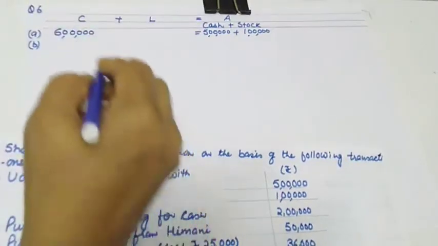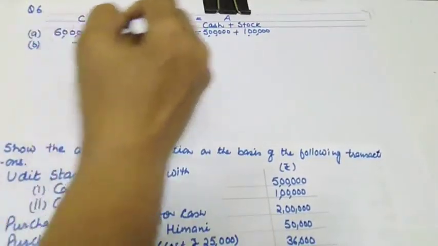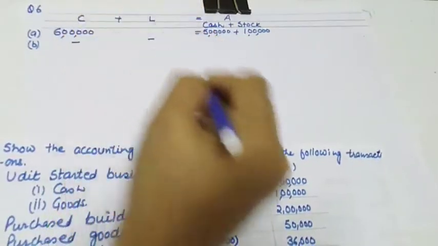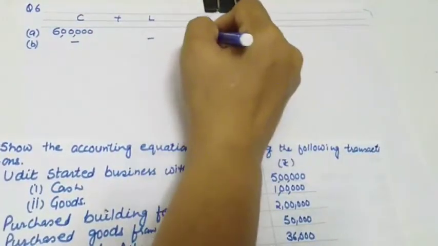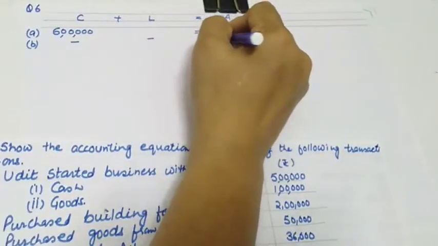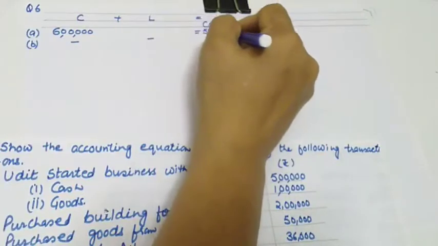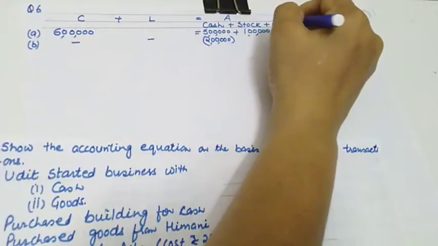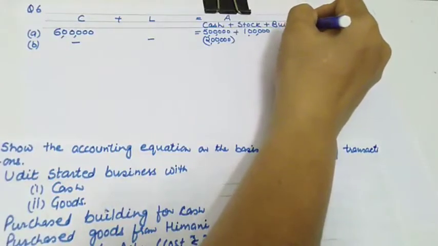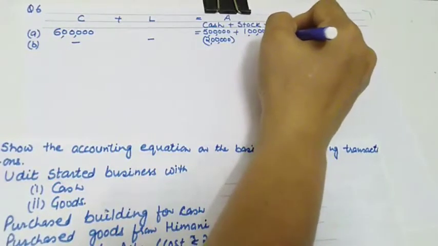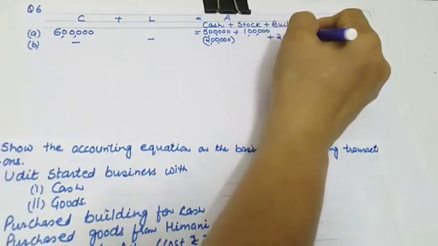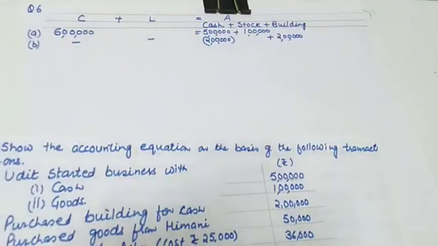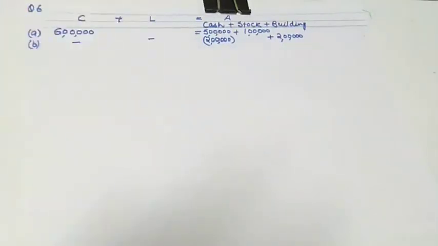So you are buying building, so no change in capital, no change in liability, but you are buying in cash, so your cash will reduce by 2 lakhs. And a new item will appear. What is the name of this new item? This is your building by rupees 2 lakhs. So let us see the new equation after this.